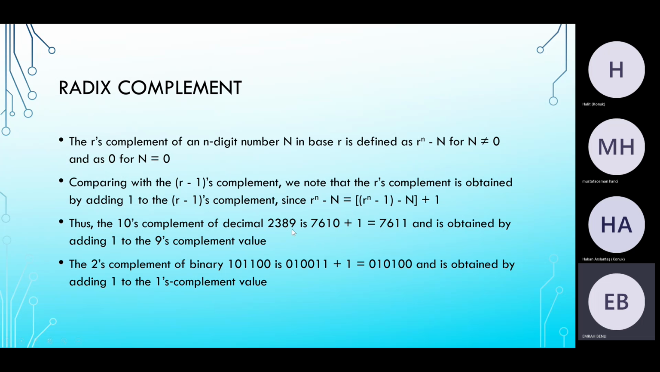So tens complement of decimal is this. What we are doing is we find the nines complement here, plus 1, and we have this number, which is radix complement, tens complement. And the twos complement of binary, we have this. And what was the ones complement? Diminished radix complement is this. We just convert the number from 0 to 1, 1 to 0, and we had this number. And if we plus 1, we will have radix complement, which is twos complement.